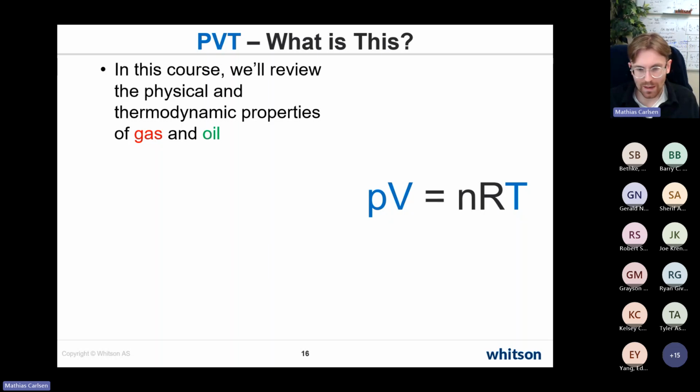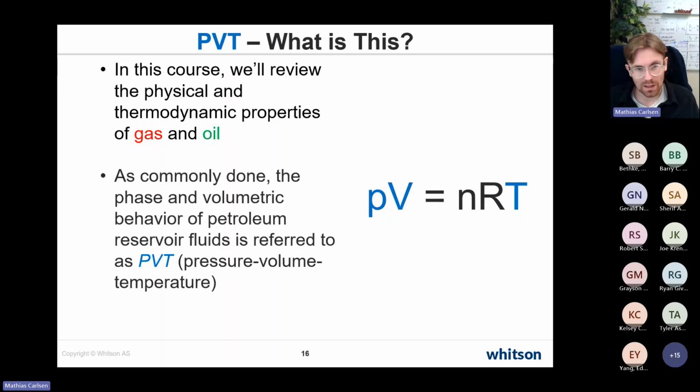And if you think about that, what we do commonly in oil and gas is we refer to those physical and thermodynamic properties as PVT, and that's relating to pressure, volume, and temperature. And one of the simplest equations we have for that is this equation to the right here, which is called the ideal gas law. As you see there, it relates pressure, volume, and temperature. So a very fundamental equation, and it's actually one of the most simple equations of state that we'll get back to later.